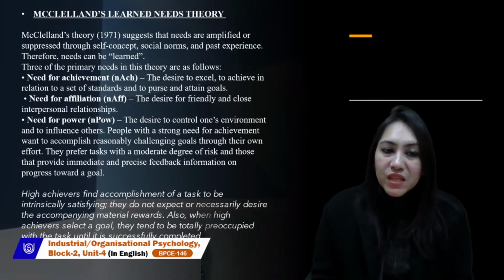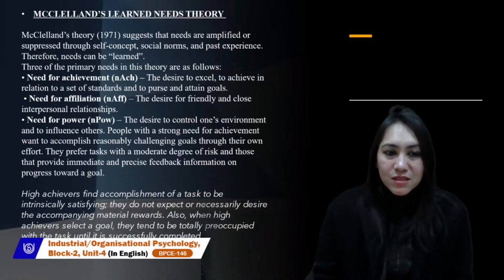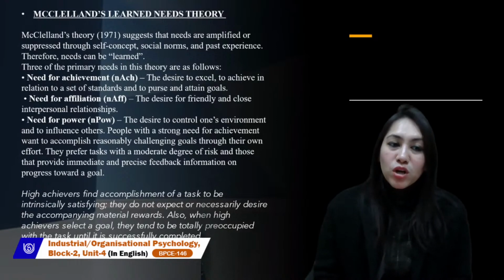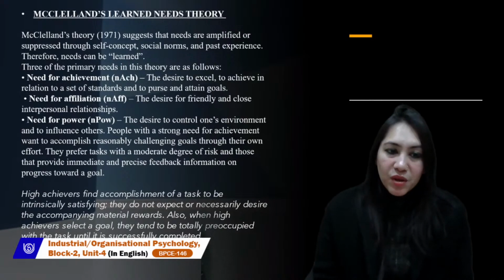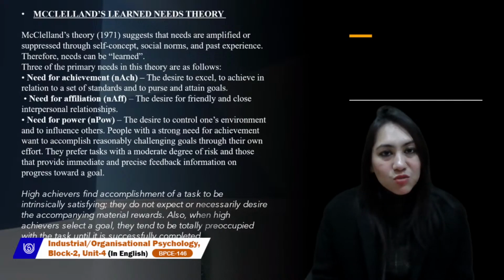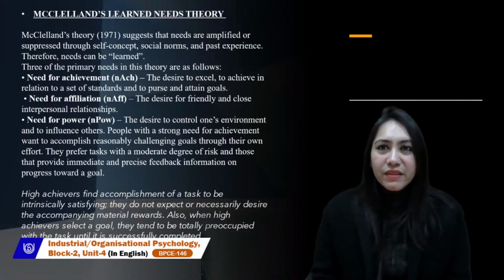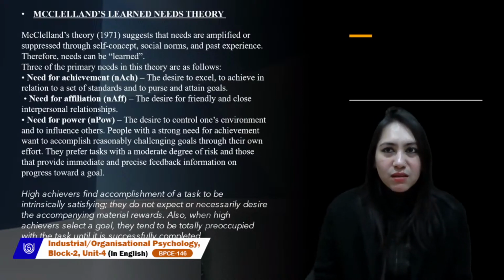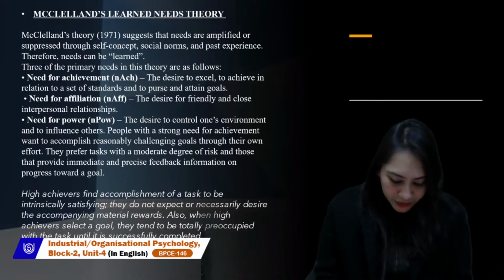So need for power is the desire to control one's environment and influence others. People with a strong need for achievement want to accomplish reasonably challenging goals through their effort. They prefer tasks with a moderate degree of risk and those that provide immediate and precise feedback on their task, which is very true. People who have a very high need for achievement will pick a kind of task which is moderate in nature, not too difficult, and will give them immediate feedback.